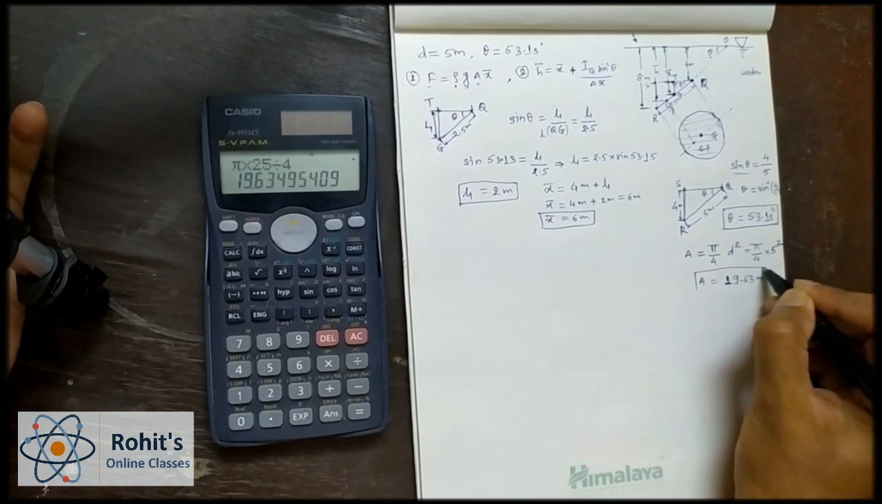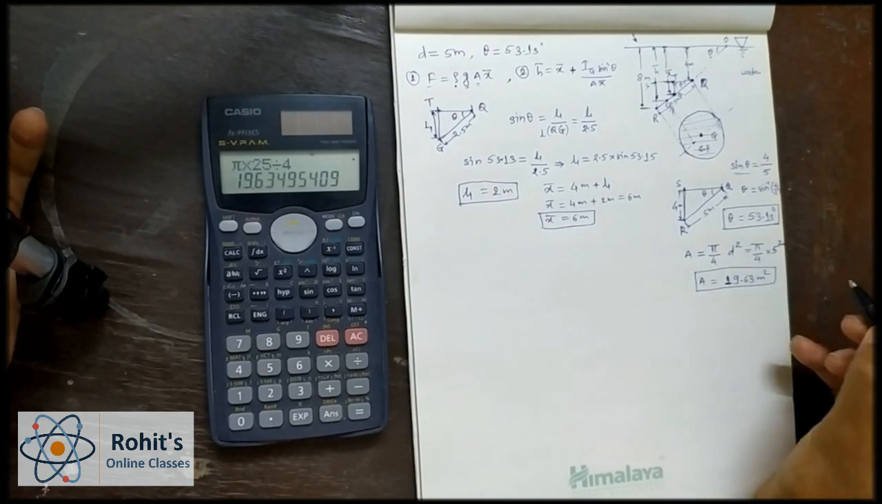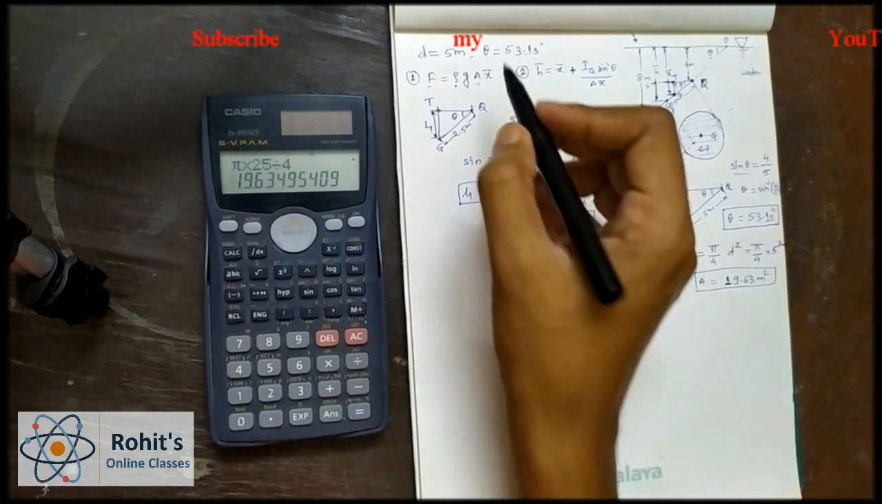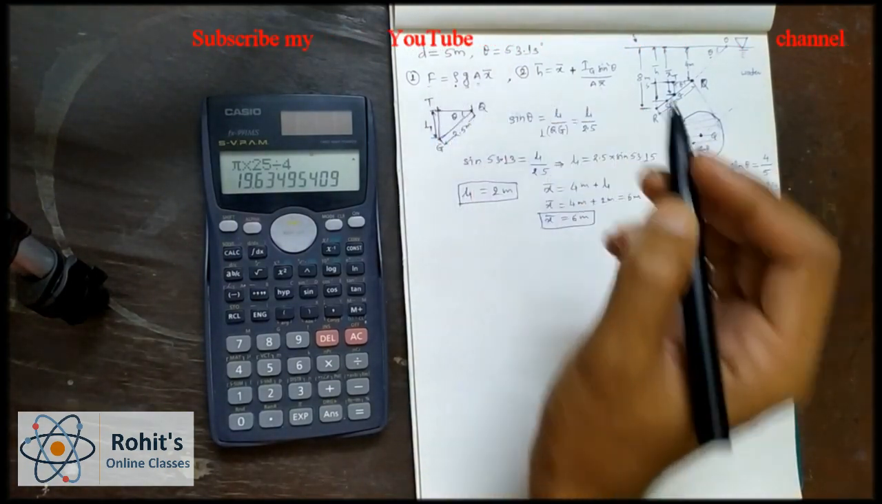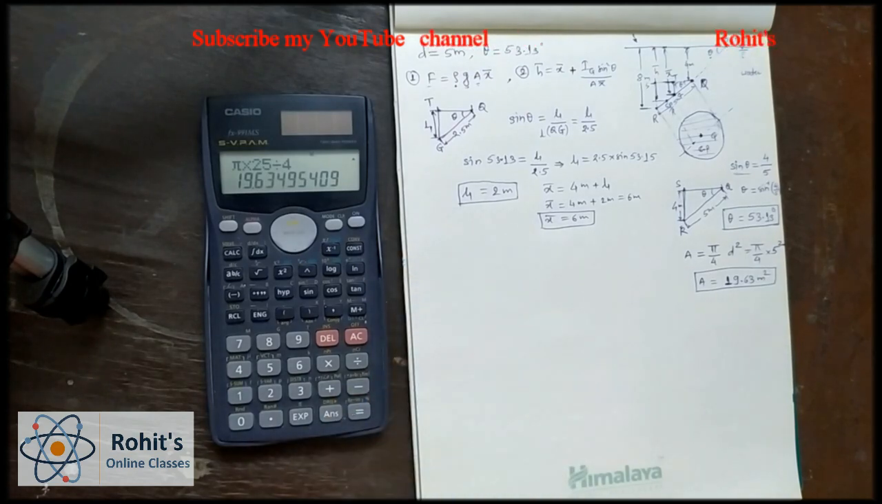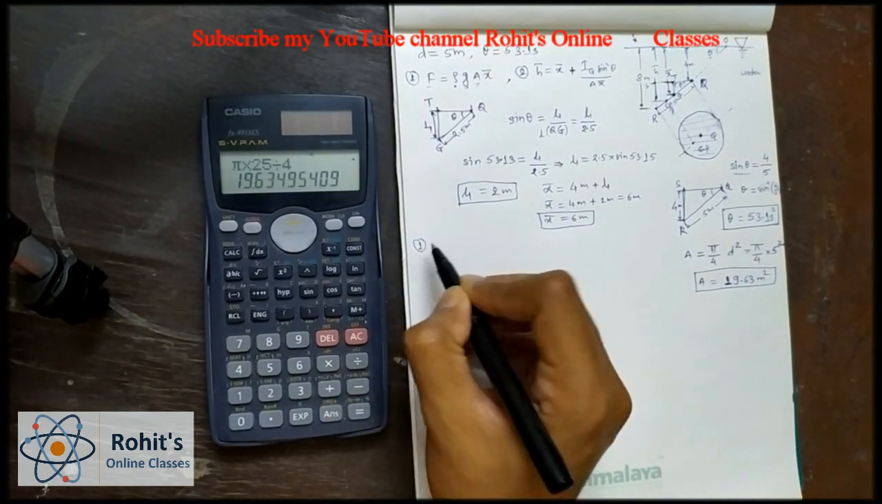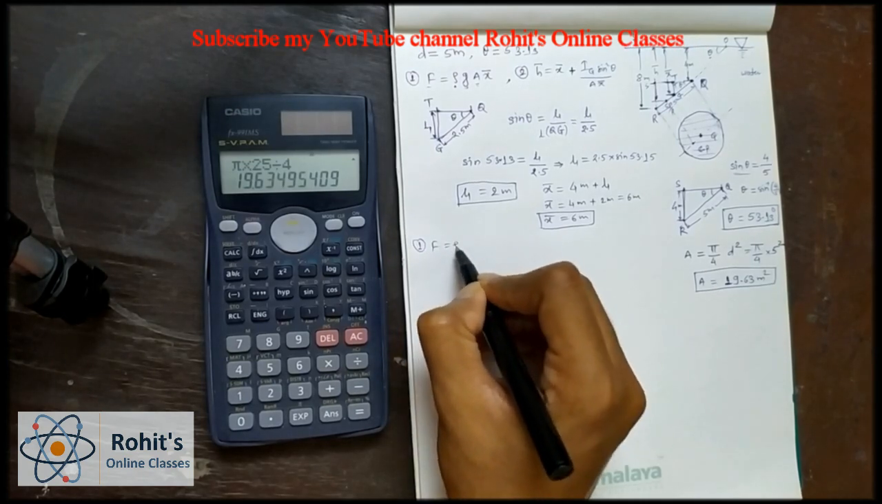So this is our area of the circular plate. So now we are completely allowed to calculate how much is the total pressure force. So let us calculate it. F is equal to rho into g into A into X bar.